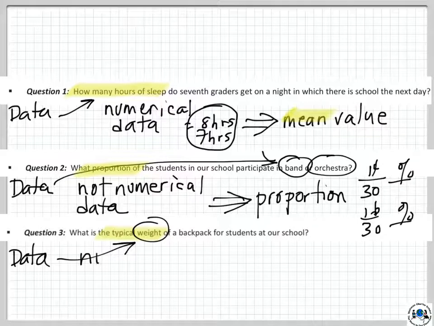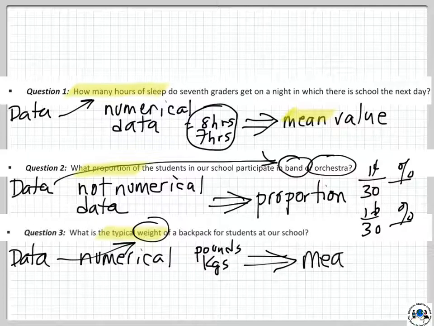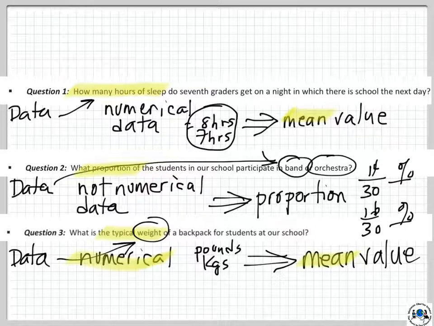So again, just like that first example, this is numerical data, because the data we collect is actually going to be a number, either in pounds or kilograms. What we're going to do with that is average those up and get a mean value again. So in terms of this statistical question, we are going to be generating a mean from this numerical data that we collected.